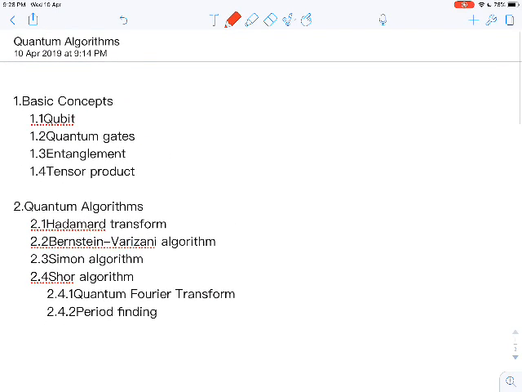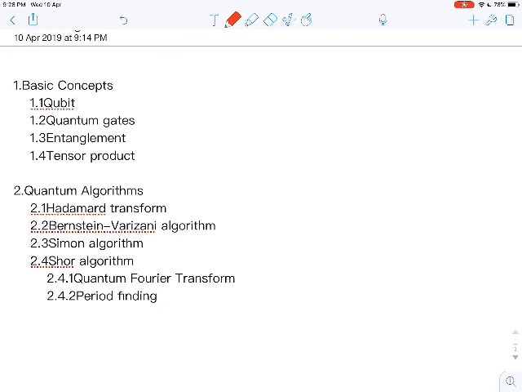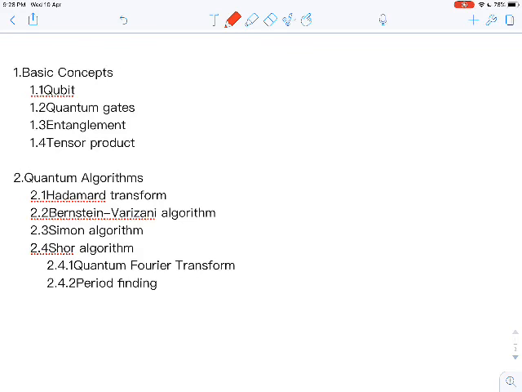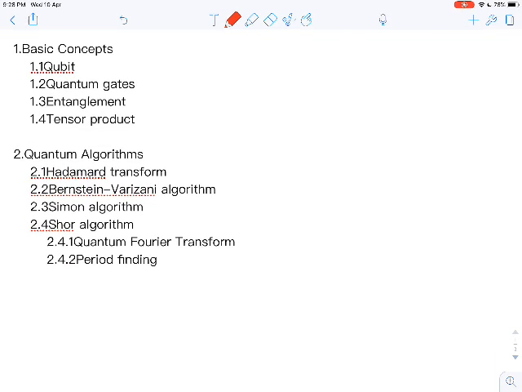Now let's look at quantum algorithms. First, we will talk about basic concepts of quantum algorithms, like qubit, quantum gates, entanglement, and the tensor product. And secondly, we will talk about quantum algorithms, and we will talk about three algorithms: the Bernstein-Vazirani algorithm, Simon algorithm, Shor algorithm. And Shor algorithm is the most famous quantum algorithm.